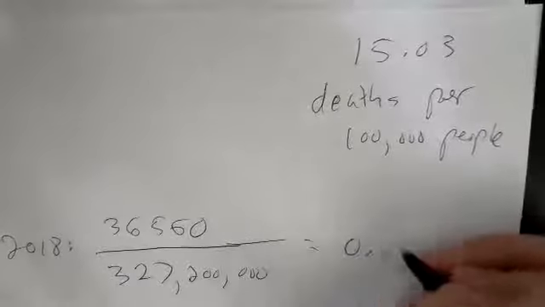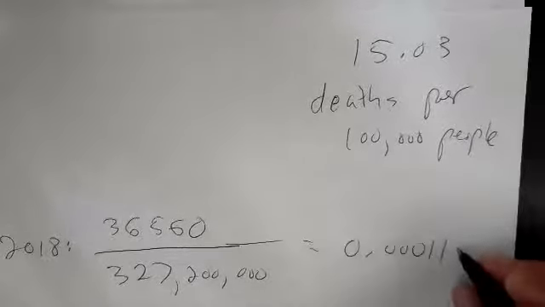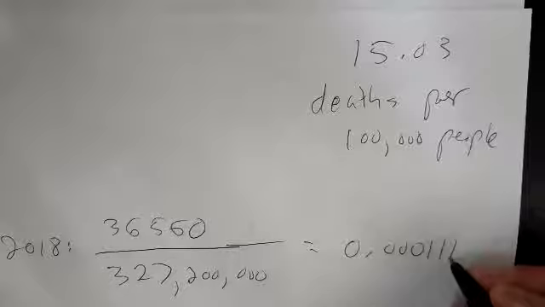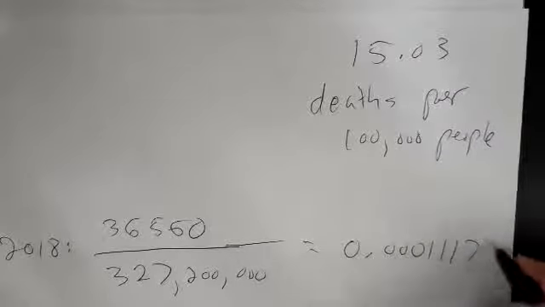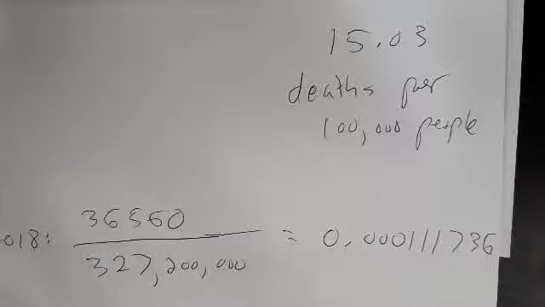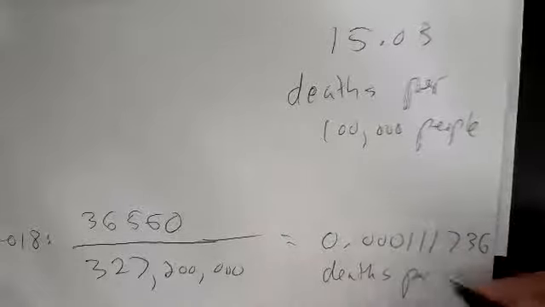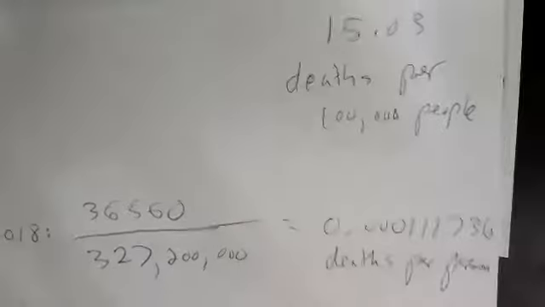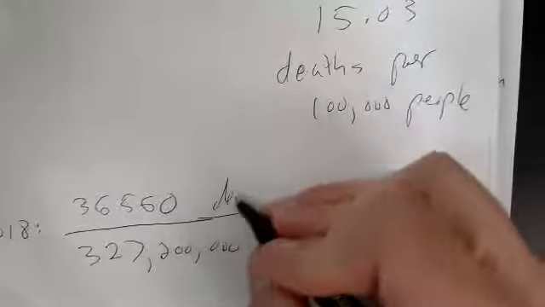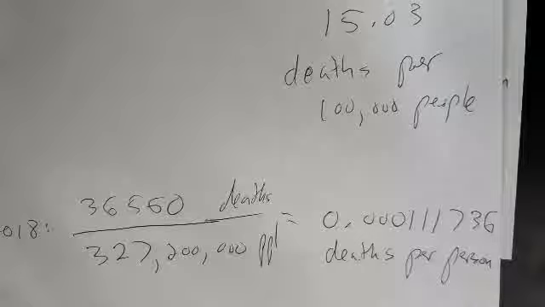0 point, and we get 3 zeros again. 111,736. Yeah. So we divide that number by 100,000, correct? This is your deaths per person. So maybe write deaths per person. We divide the number of deaths by the total number of people, we get deaths per person. Okay.